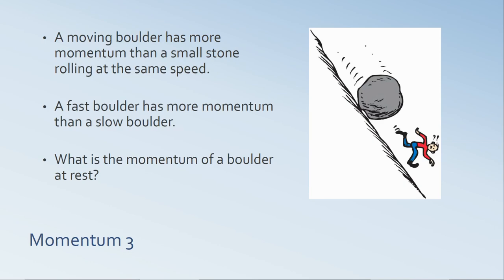And knowing that momentum is mass times velocity, what would you say is the momentum of a boulder at rest? Well, if our boulder's not moving, if it's at rest, then its velocity is zero. And if we multiply the mass, whatever the mass is, times zero, we get a momentum of zero. So if momentum is only a property of things in motion, if they're at rest, you can't have any momentum.